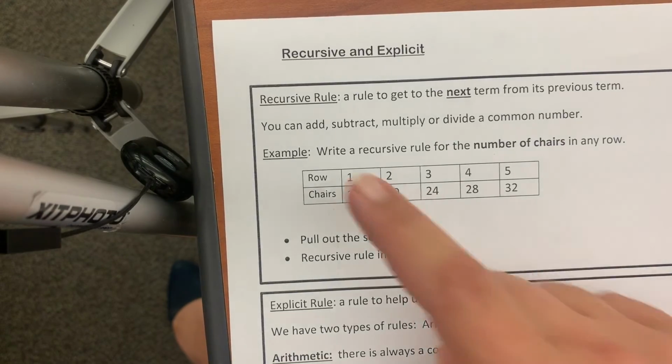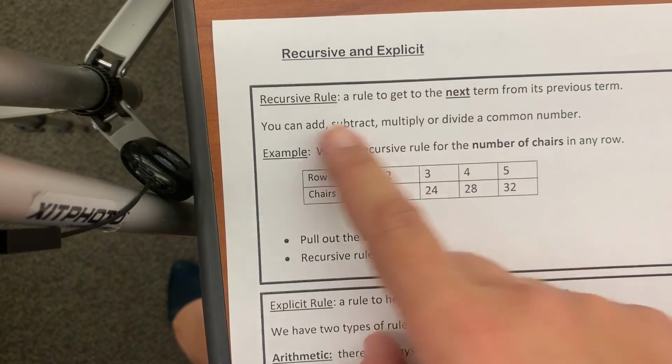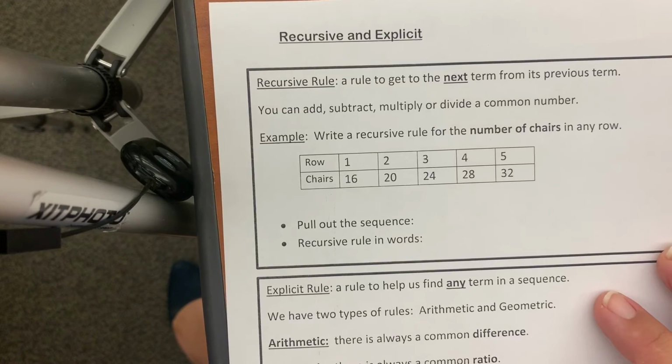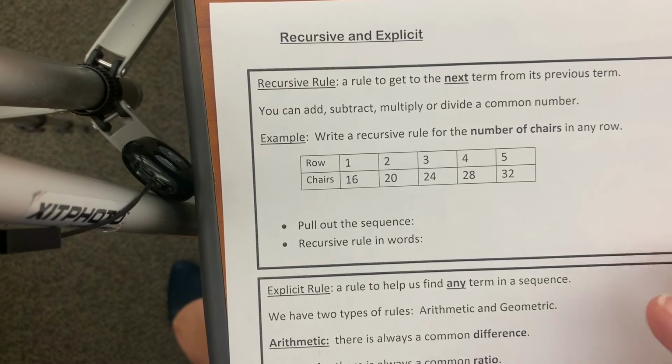I did also make this worksheet to go into your notebook on the next page, 23. So it kind of explains the difference between recursive and explicit because it can be kind of confusing. So you can cut this out and put it in on page 23.